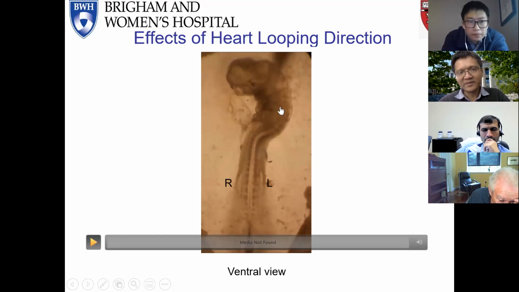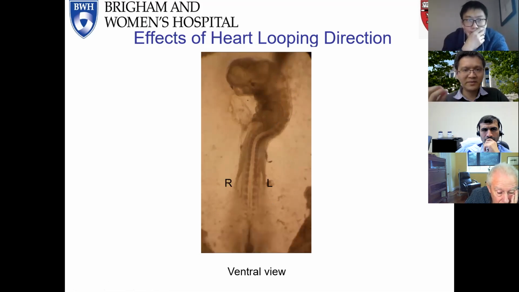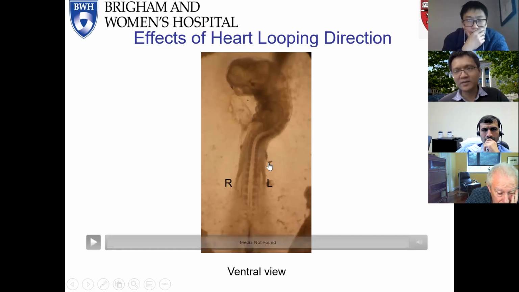basically, in this case, when we culture the embryo, the heart beats and it would return to the right-hand side in 1 to 2 minutes. So the heart cannot be kept on the left-hand side. So the twisting direction cannot be reversed.